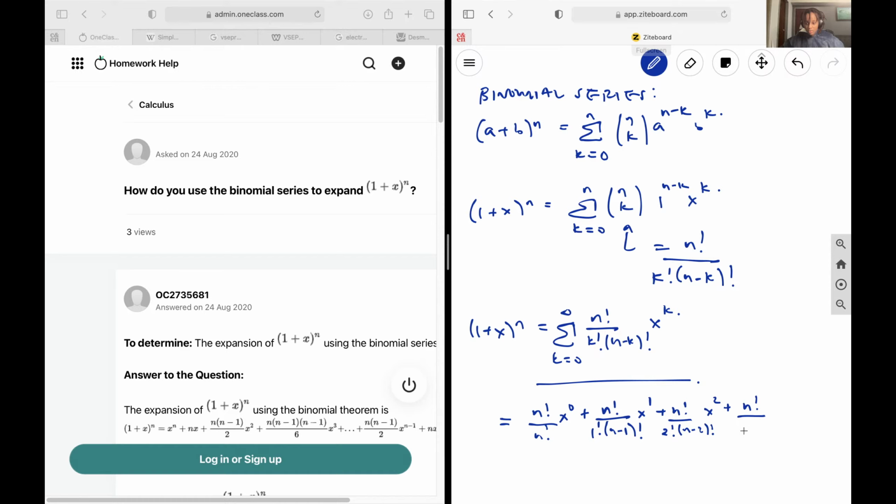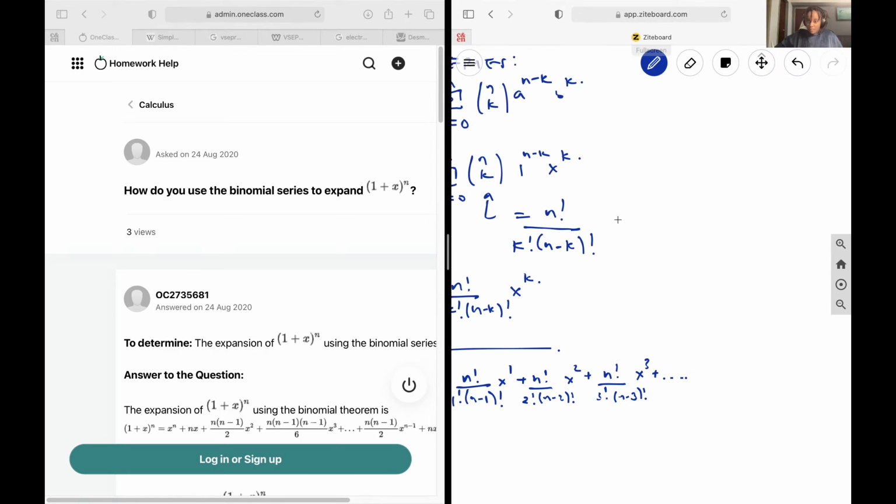So let's just write it out until the third term. And it would keep going until n. Keep going until n factorial over n factorial by 0 factorial x to the power of n. And so these would just cancel, so you could just be left with x to the power of n. And that's going to be your final answer.